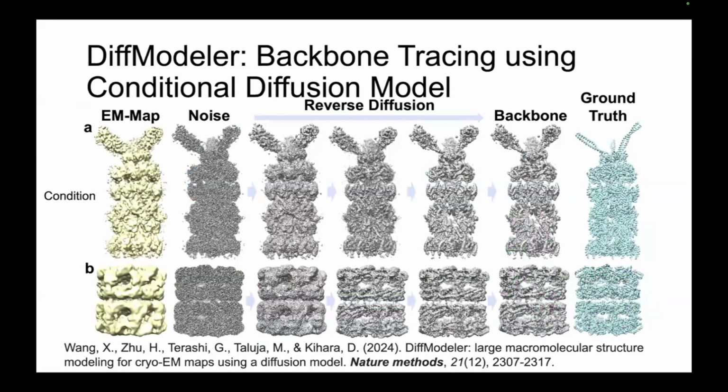Because fitting and assembling protein structures is not easy, we developed DiffModeler to address this problem. DiffModeler uses conditional diffusion models. By using the diffusion models, backbone positions are enhanced from the input original density map.